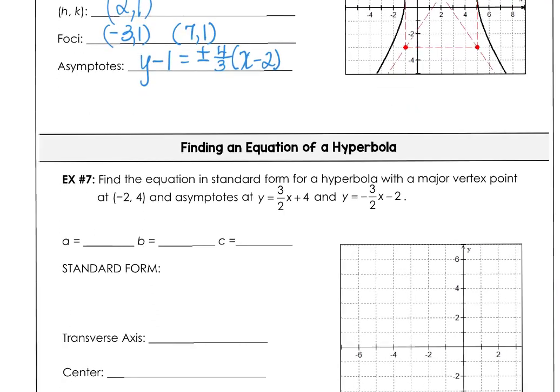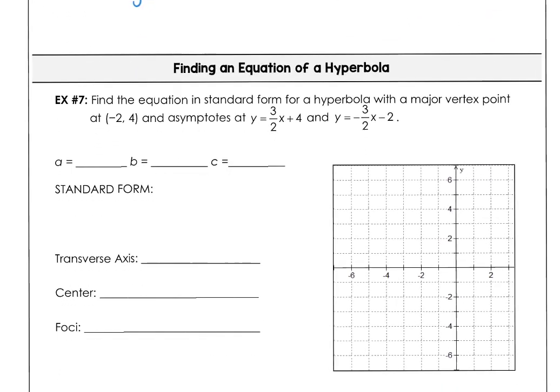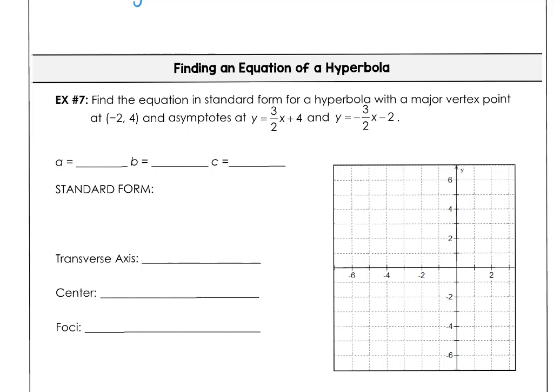For example 7, let's find the equation in standard form of a hyperbola with a major vertex point at -2, 4. So we know a major vertex point at -2, 4. So let's sketch that in there. And we know that the asymptotes are at 3/2 x plus 4 and -3/2 x minus 2. So we could draw those in at 3/2 x plus 4.